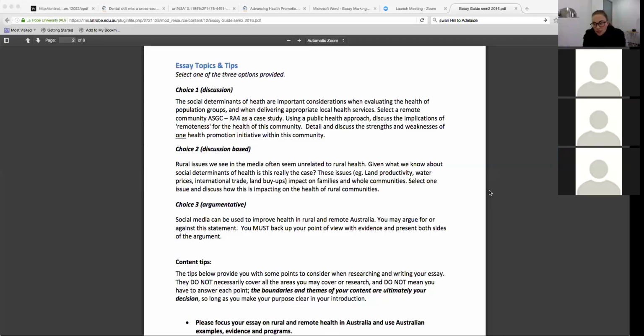So for this one, what you need to do first is obviously choose an issue that you've seen. So an issue that hasn't really got anything to do with health. So we've got examples here like land productivity, water prices, international trade, land buy-ups. Some more current ones are things like the milk prices. So we've seen this year a lot of milk prices.